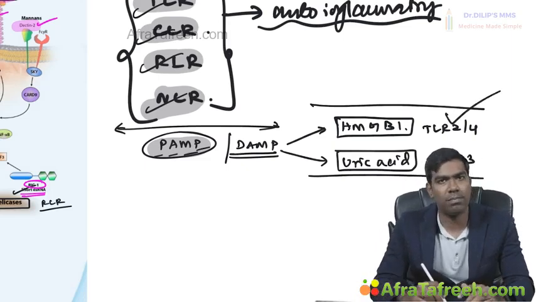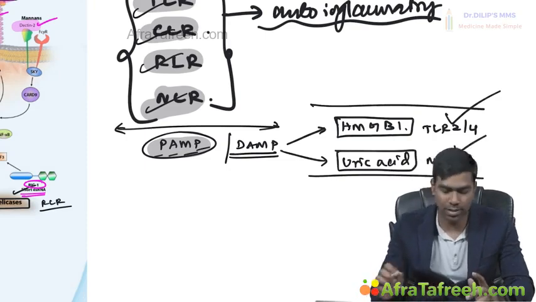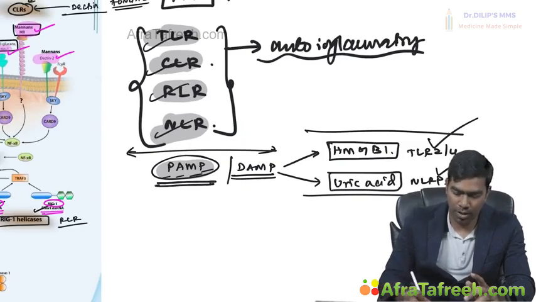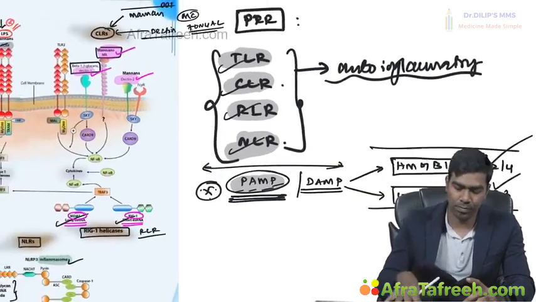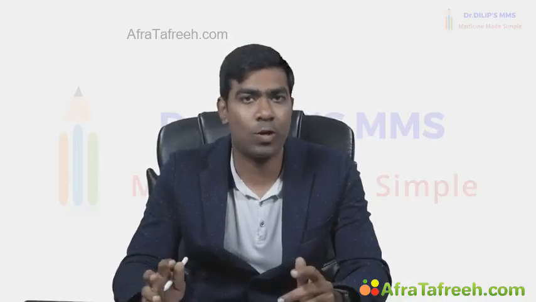One is HMGB1, recognized by TLR2 and 4, and NLRP3 recognizes uric acid. But more importantly for exams, these PAMPs are the ones that are very, very important. Okay, what are they going to do by recognizing all these things?